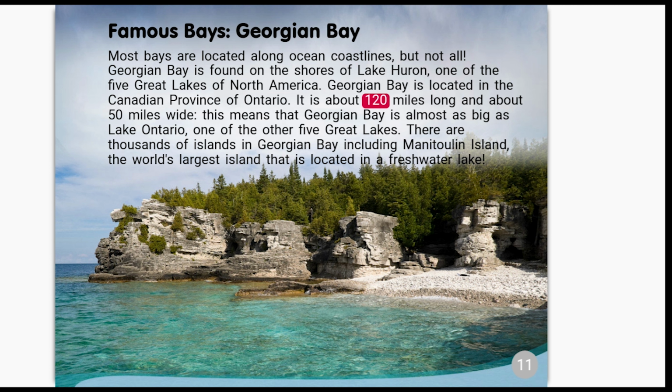It is about 120 miles long and about 50 miles wide. This means that Georgian Bay is almost as big as Lake Ontario, one of the other 5 Great Lakes. There are thousands of islands in Georgian Bay, including Manitoulin Island, the world's largest island that is located in a freshwater lake.